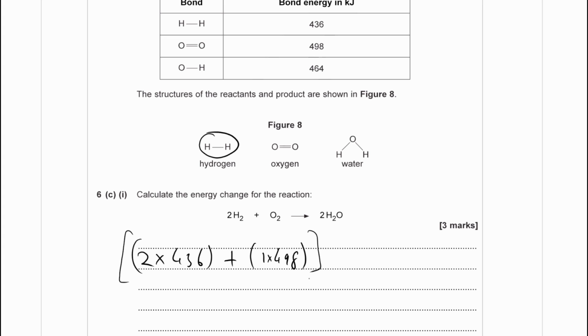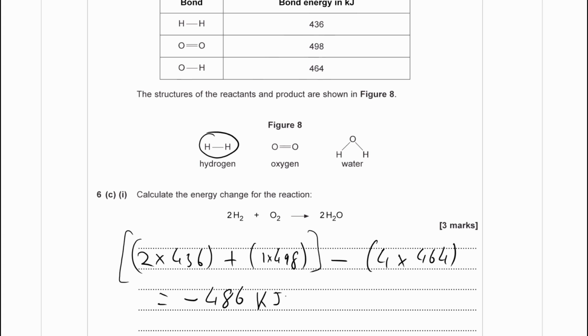And then the amount of energy that we then release is going to be 464, because that's the energy in an oxygen-hydrogen bond. But we have 2 of those bonds in water, and we have 2 waters, so it's 2 times 2 makes 4 of these. So we're going to release, so take away, 4 times 464, and that is going to give us our total energy change. And that will give us an answer of negative 486 kilojoules. And that is our energy change for that reaction.